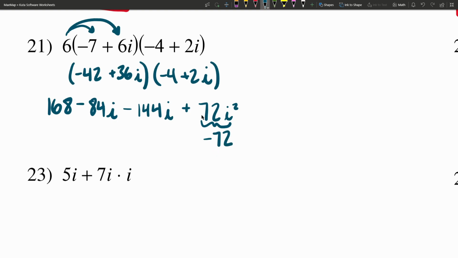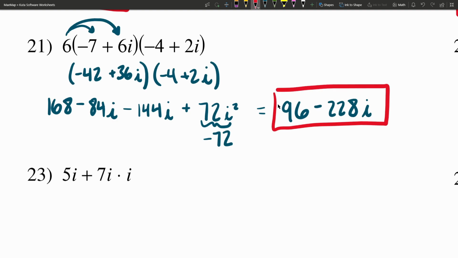So if we have 168 and we're subtracting 72, that's going to leave us with 96. So this simplifies down to 96 minus, if we have a negative 84 and we're subtracting 144, that's going to be a negative 228i. So 96 minus 228i is our solution in number 21.